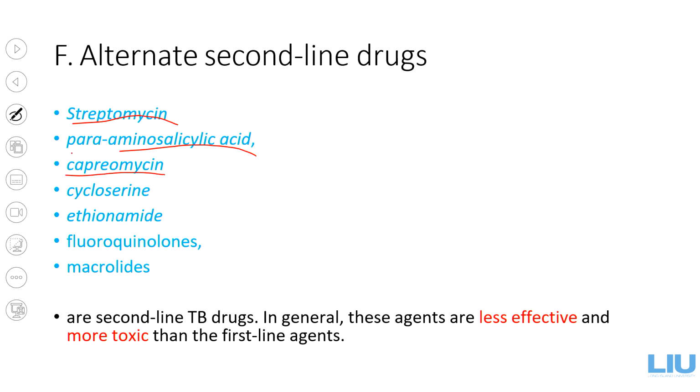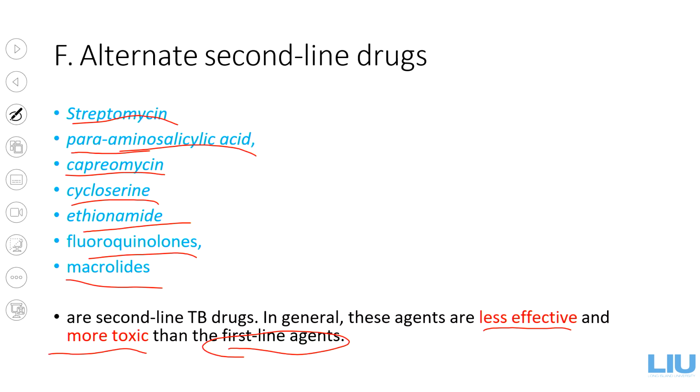So we have streptomycin, paraminosalicylic acid, capreomycin, cycloserine, ethionamide, fluoroquinolones, macrolides. And of course, as we said before, those are less effective and more toxic than the first line agents, but if we have to go to the second line, then we have no choice.